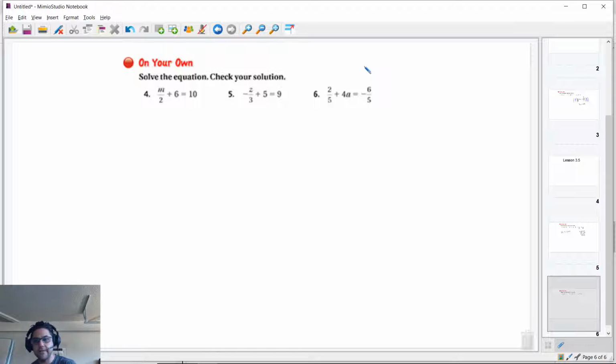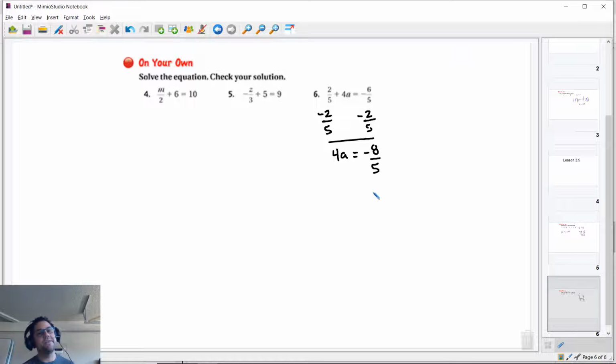All right, looking at the fractions. Again, don't freak out about the fractions, just do what you can. So starting with the non-variable number here, so 2/5, I'm going to subtract 2/5 from both sides. So that gives me 4a is equal to negative 8/5. Because negative 6, negative 2 gives us negative 8, right?